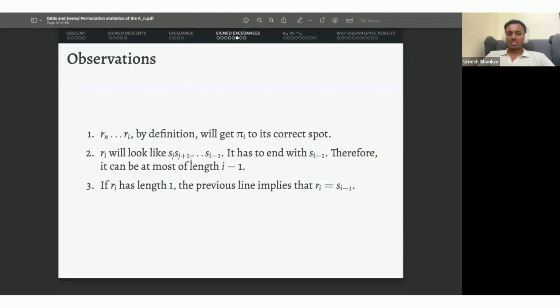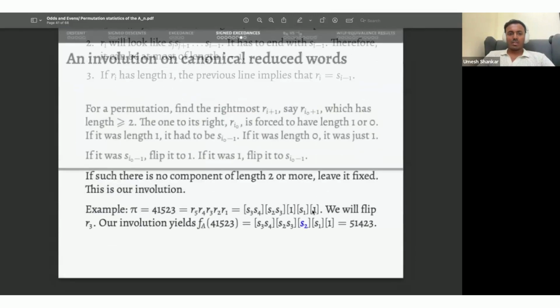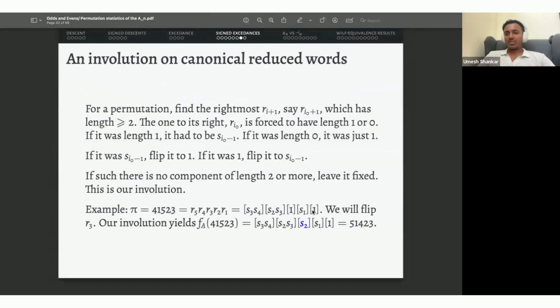And because of observation 2, if R_i has length 1, the previous line implies that R_i has to be exactly S_{i-1}, because it has to end with S_{i-1}. So only this is possible. Now we are ready to describe our involution.